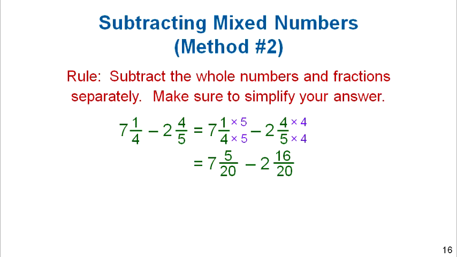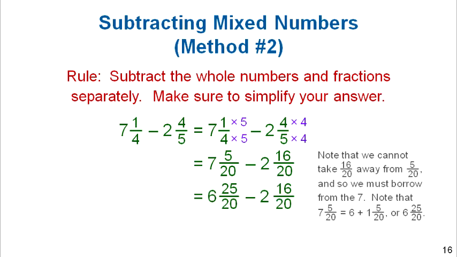Now, we have a problem. I can find 7 minus 2 easily, but I cannot easily find 5 over 20 minus 16 over 20. Therefore, I will borrow from the 7. You should be able to see that 7 and 5/20 is equal to 6 plus 1 and 5/20. Since 1 and 5/20 is equal to 25 over 20, I can change 7 and 5/20 to 6 and 25/20.